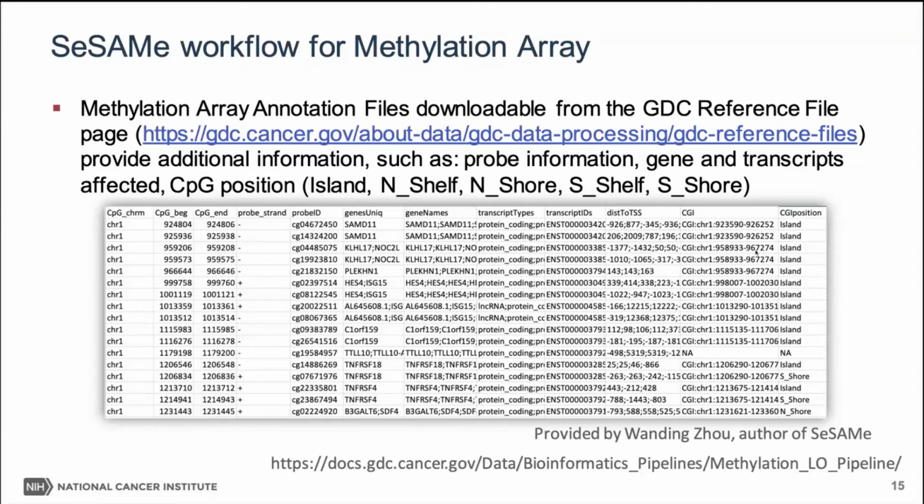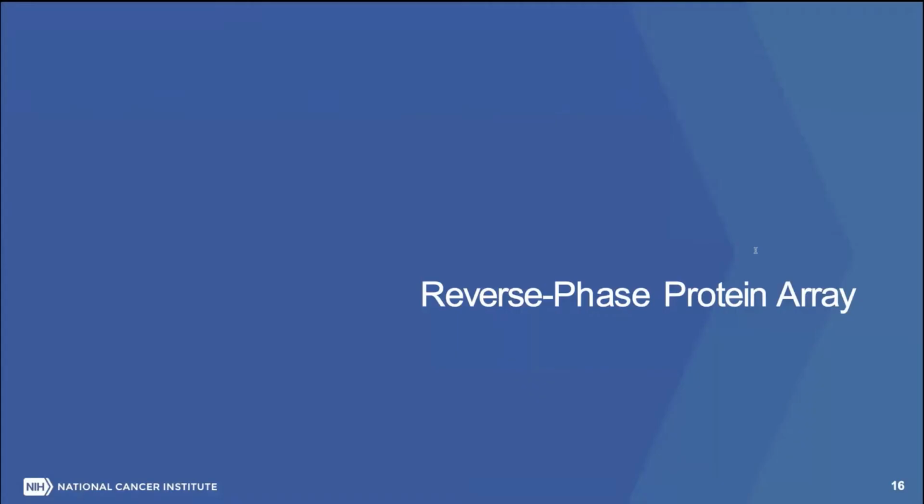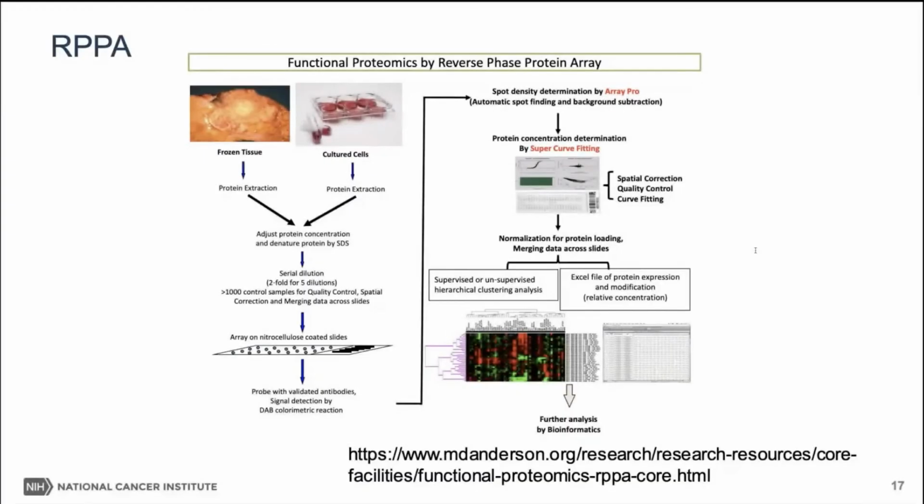Okay. And the third of the array types I'm going to talk about is called reverse phase protein array. This is an analysis being performed by the MD Anderson Functional Genomics Core. And I think we have such data in TCGA and CPTAC3 as well. So what is this reverse phase protein array?